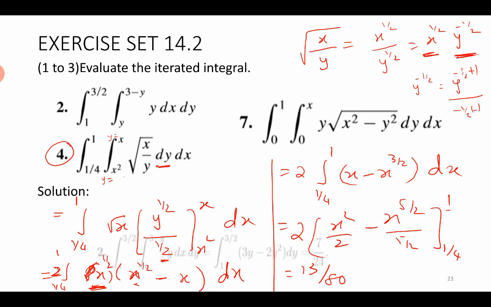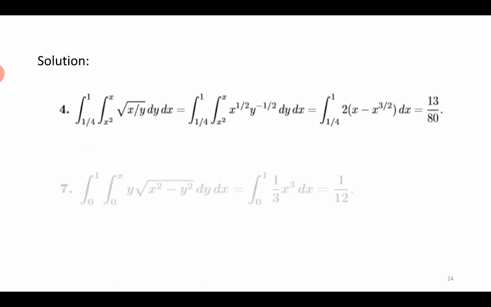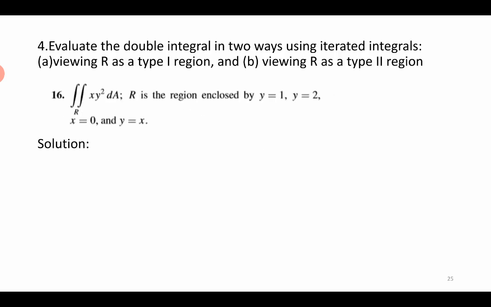Fine. Next we will see a different problem. The answers are given here for all the 3 problems. We have a different problem now. Evaluate the double integral in 2 ways by using iterated integrals. Okay, 2 ways. First way, take the region as a type 1 region, and second, take the region as a type 2 region. So let's do it right now. Type 1 and type 2 region, isn't it?